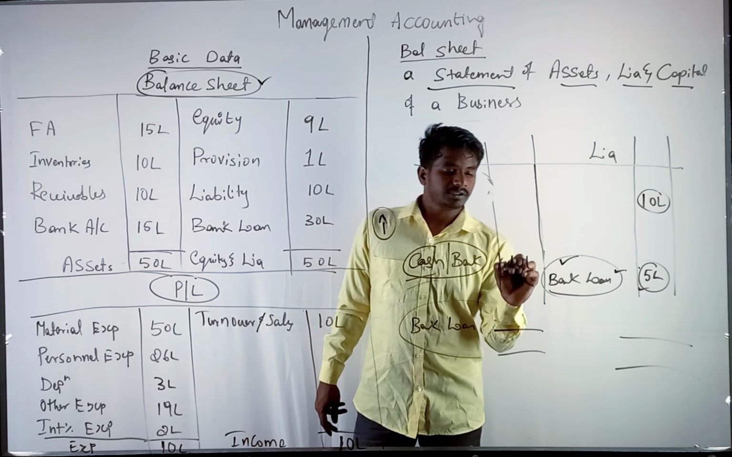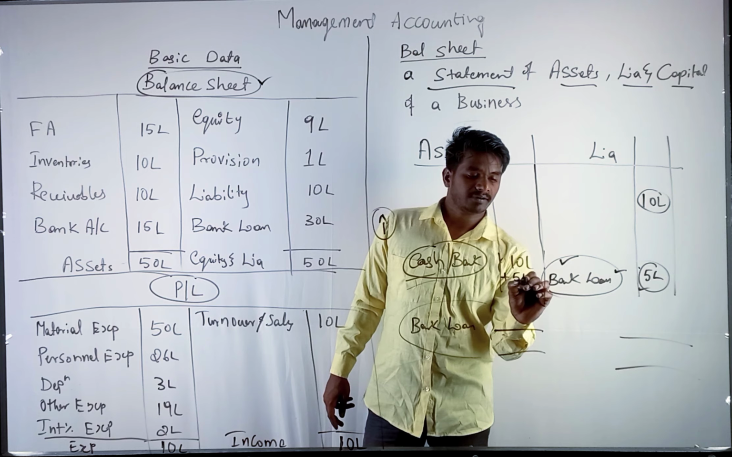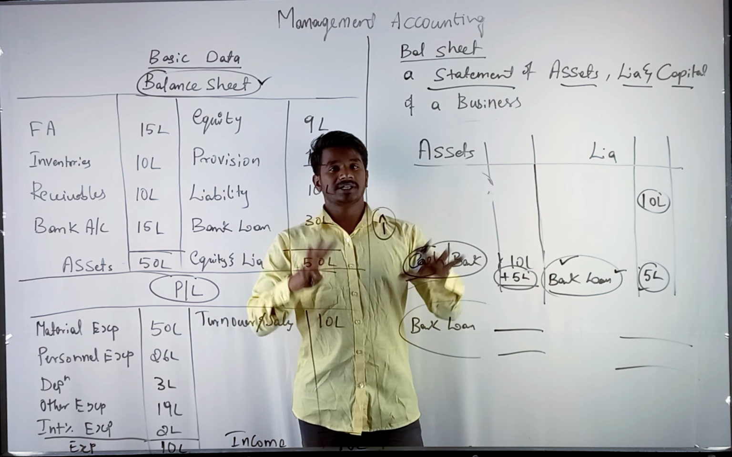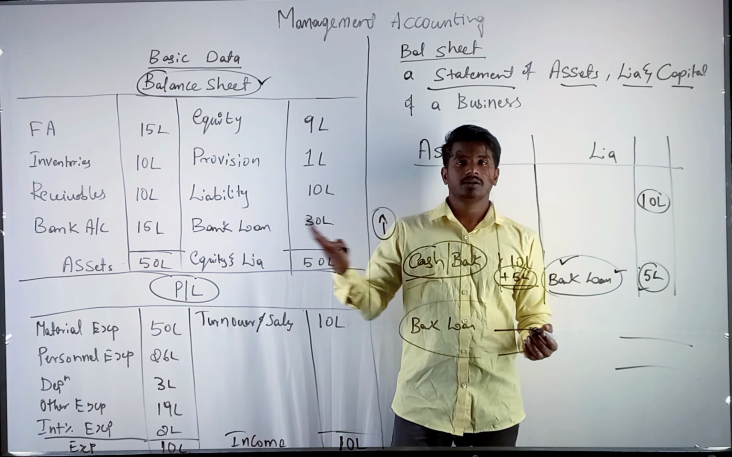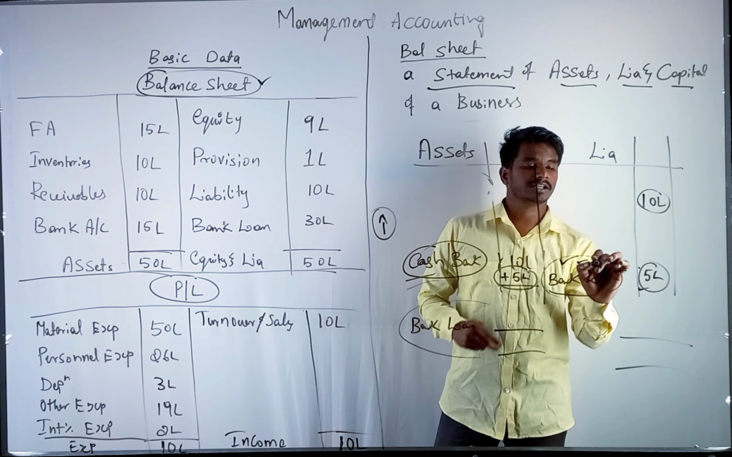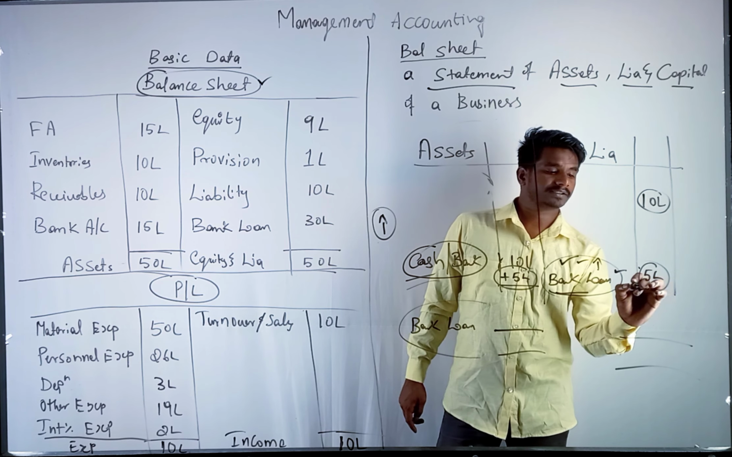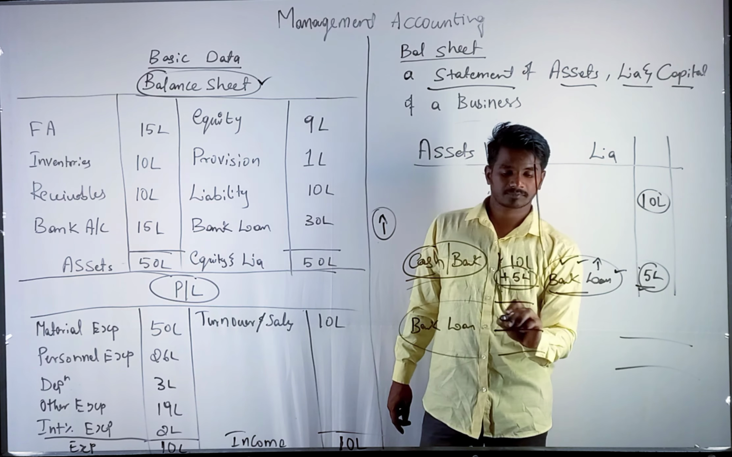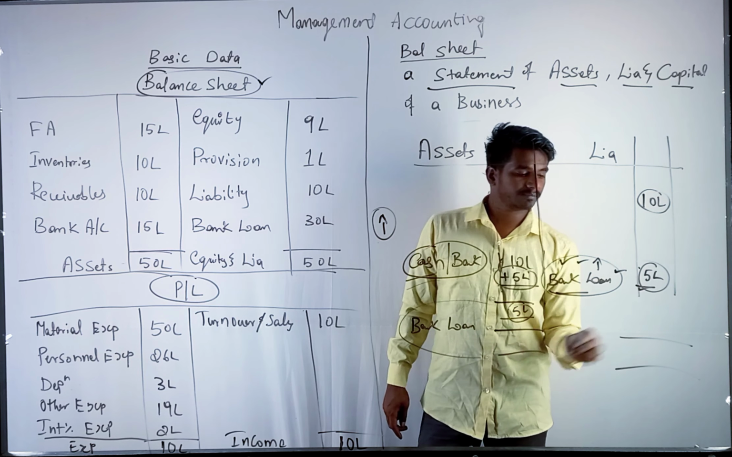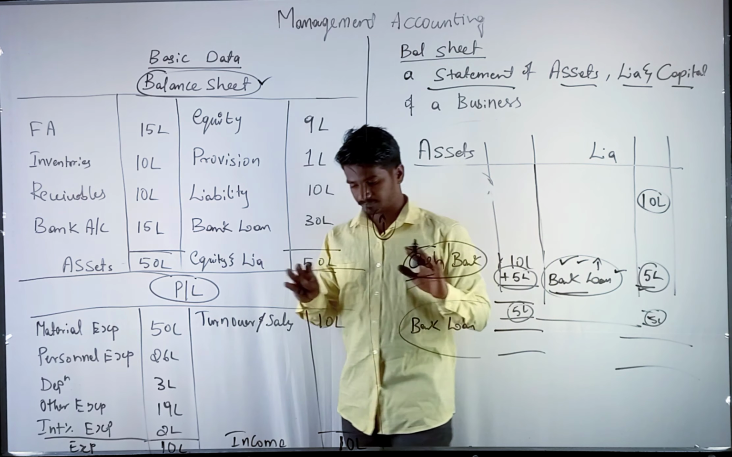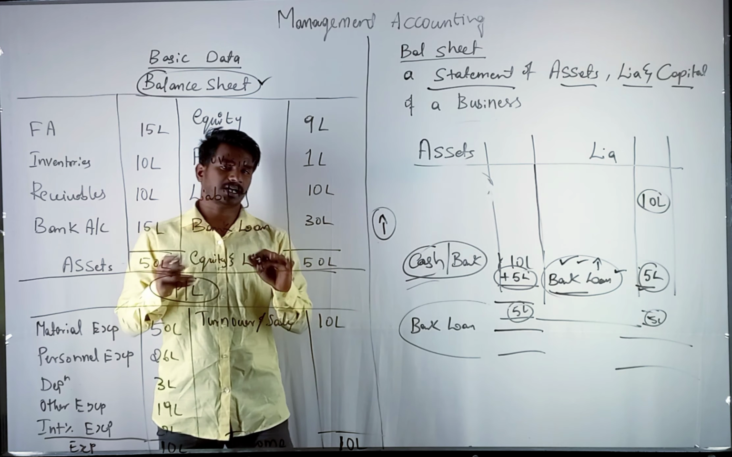Now, here we will add 5 lakh rupees because we have received 5 lakh rupees through the bank loan. Obviously, if you take the bank loan, the liability will increase. So, on the liability side, we will show 5 lakh. Right. Now, here also 5 lakh came and here also 5 lakh came. It will get tallied. That's the basic balance sheet.